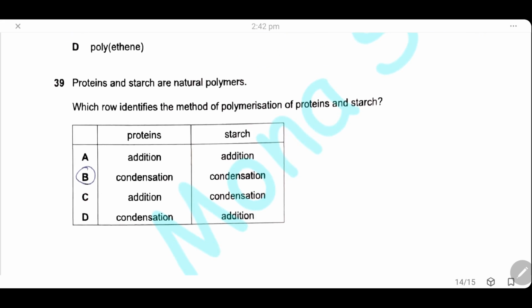Question 39. Proteins and starch are natural polymers. Which row identifies the method of polymerization of protein and starch? Protein and starch, both polymers, are formed by condensation. So we have to choose condensation from both columns, and the answer will be B.